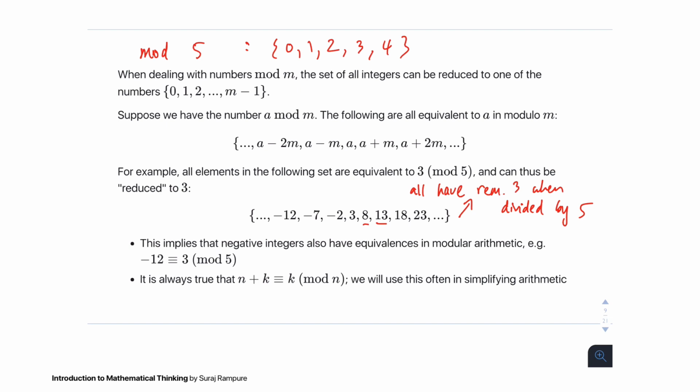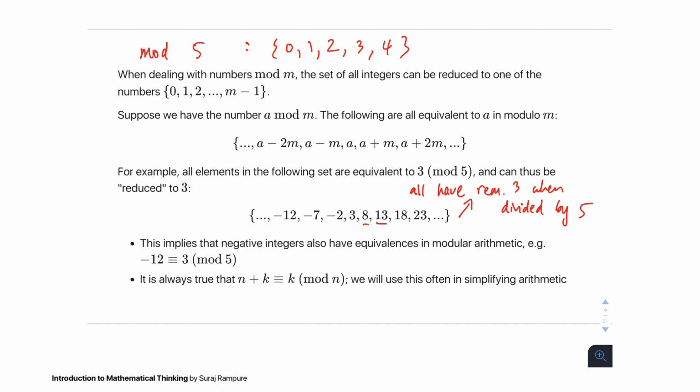Is that clear? So if we have some number A modulo M, the numbers A plus M, A plus 2M, A plus 3M, and also the numbers A minus M, A minus 2M, A minus 3M, so on and so forth, are all equivalent. Is that clear?